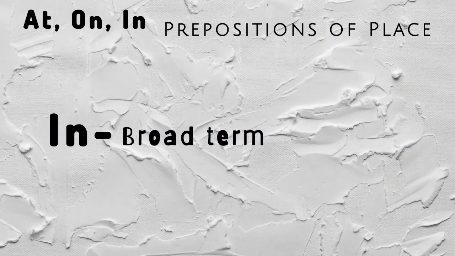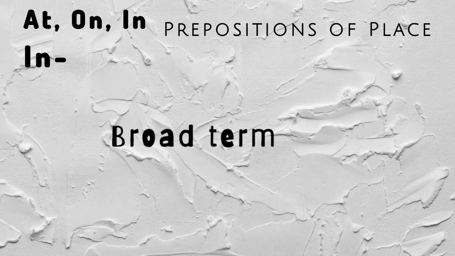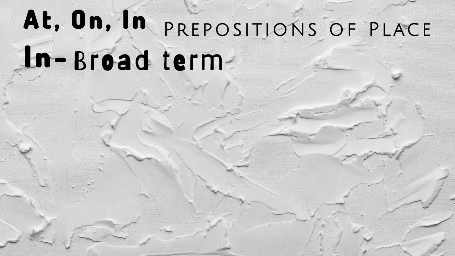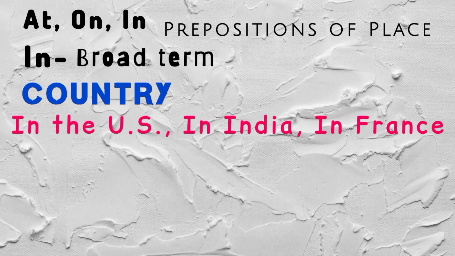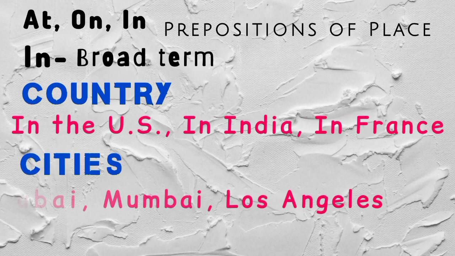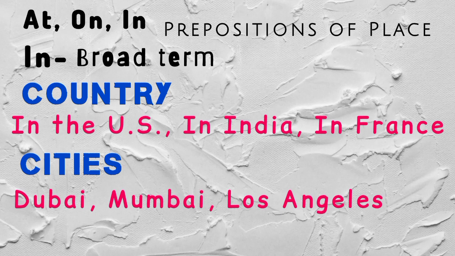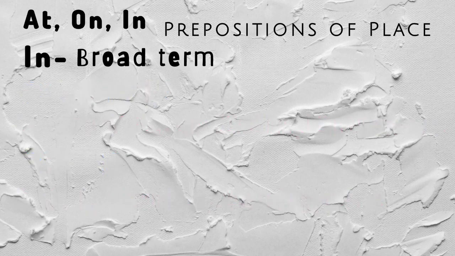The preposition in is the least specific. It is used for referring to places in a much broader sense. Use in when talking about a country or a city. For example, in the US, in India, in France, in Dubai, in Mumbai, or in Los Angeles.